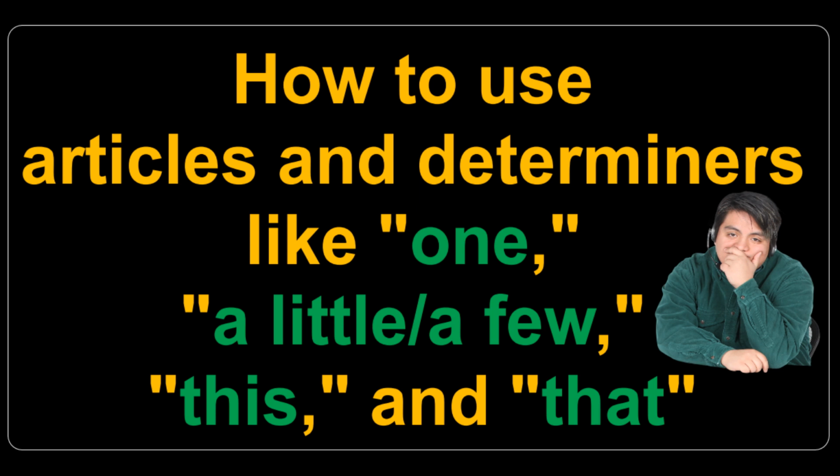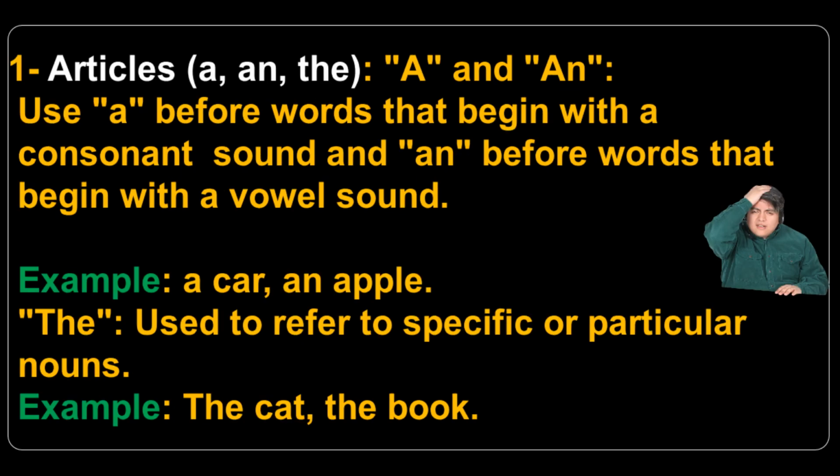Here are some lessons on how to use articles and determiners like one, a little, a few, this, and that. 1. Articles a and the, a and an. Use a before words that begin with a consonant sound and an before words that begin with a vowel sound. Example, a car, an apple. The, used to refer to specific or particular nouns. Example, the cat, the book.